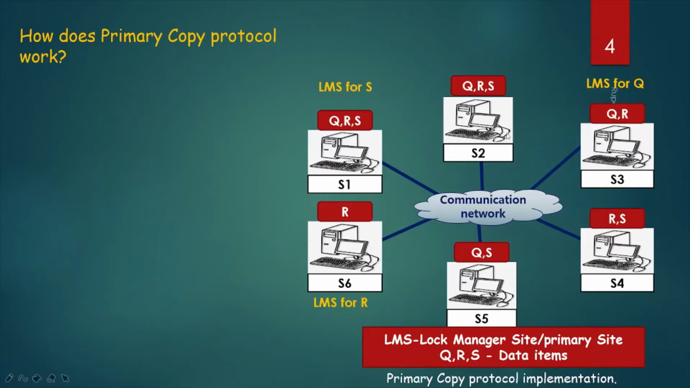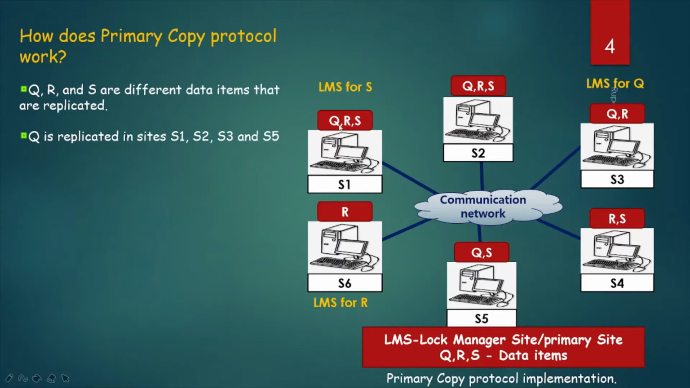This is a distributed system. This is site 1, site 2, site 3, site 4, site 5 and site 6. They are connected with an intercommunication network. Q, R, S are data items and LMS stands for lock manager site or primary site. So, S1 is LMS for data item S, S3 is LMS for data item Q, and say S6 is LMS for data item R. Q, R and S are different data items that are replicated. See, Q item is here, Q item is also here, R is here, R is here.